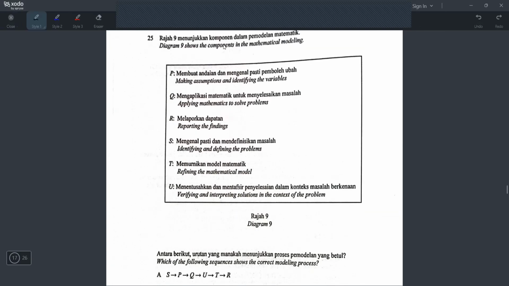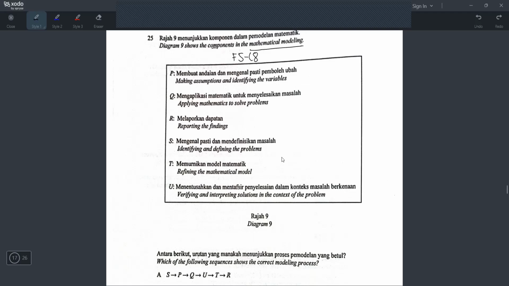Alright, 25. Diagram 9 shows the components in mathematical modeling. This is from Form 5 chapter 8. Right? This chapter very rarely comes out, but when it comes out, it always asks about these steps. So far I did so many trial sets. This is the second mathematical modeling question I came across. The first one I came across, I don't remember which state paper, but they also asked about the steps. I think it's Malacca paper 1. Yeah, I'm not sure. But they also ask this step.